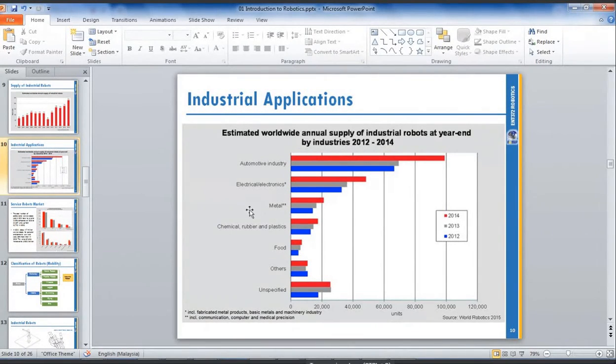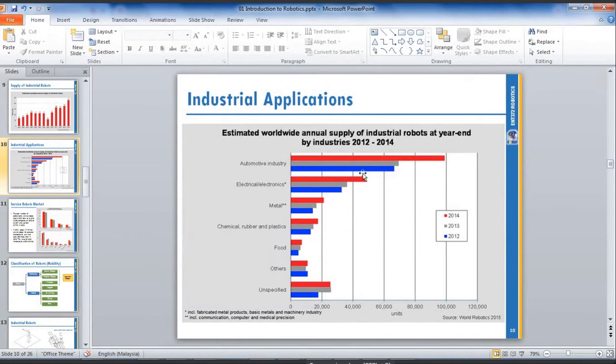Metal industry, because it's very hot, high temperature. Chemical, rubber, plastic. This is all because their environment is not suitable for humans. Electronic, because they need very high repeatability of tasks. Because one wafer contains about 100 chips, they need very high production and very high precision. So they use a robot.